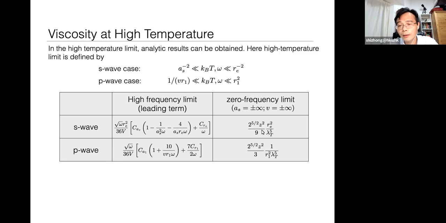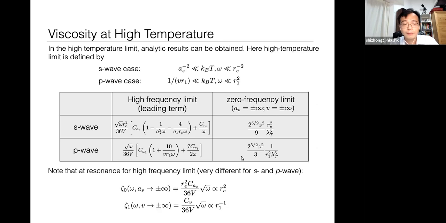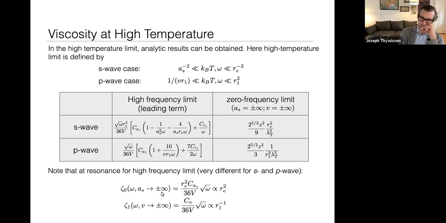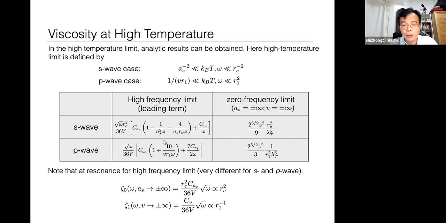The same result also holds for the zero frequency limit, where in the S wave case it's proportional to the effective range squared, but in the P wave case it's proportional to 1 over R_1 squared. So even, let's say, at resonance, where you simply set A_S goes to infinity and V goes to infinity here, you see quite different dependencies for the bulk viscosity in the S wave case and in the P wave case. One is proportional to R_E squared, and one is proportional to 1 over R_1, which is the effective range. So again, this is non-perturbative.